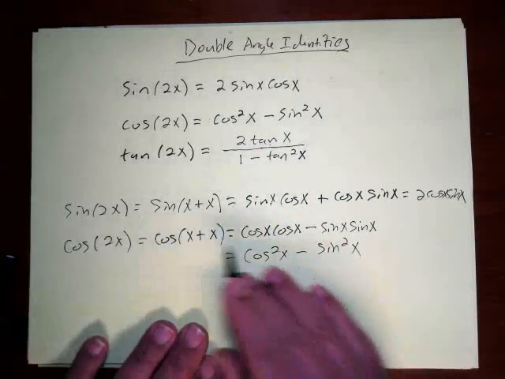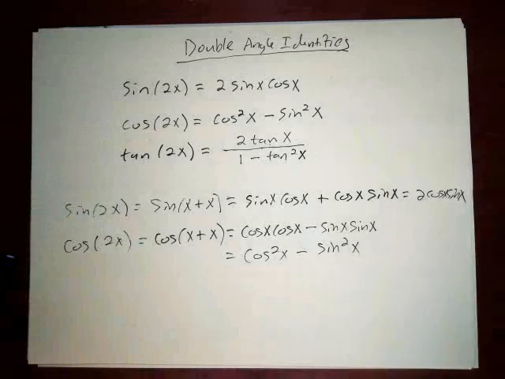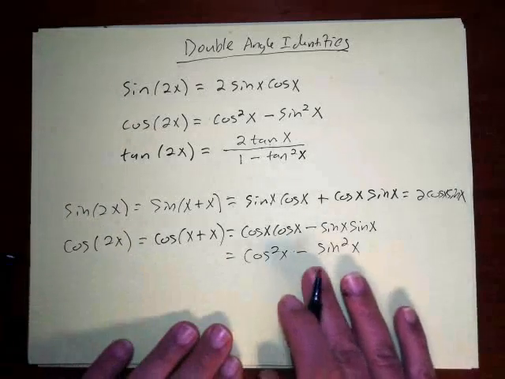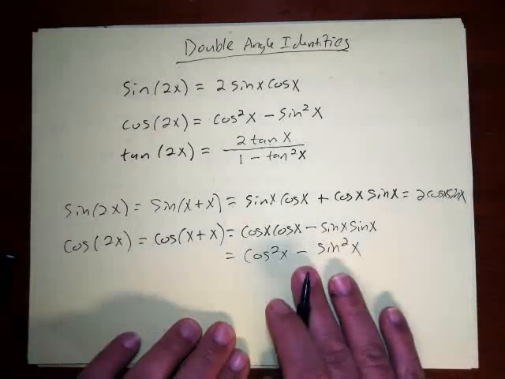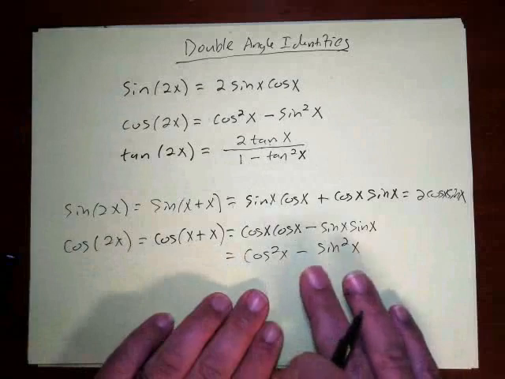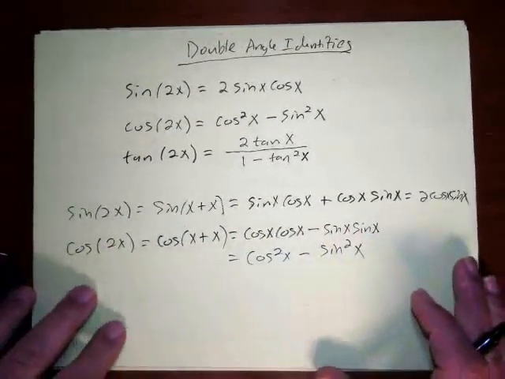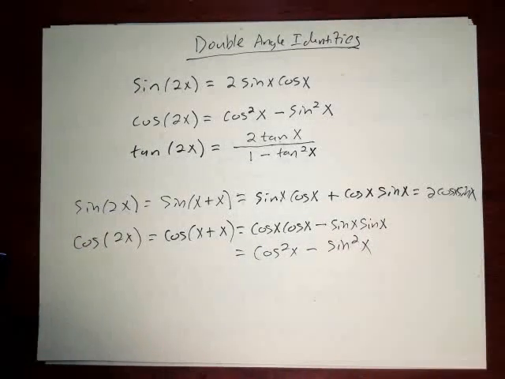And I've always thought this was interesting, because if you have a cosine squared x plus a sine squared x, you get just one, right? That's the Pythagorean identity. But if it's a subtraction inside, if they're being subtracted, you don't get one. You actually get cosine of 2x, which is a whole different identity.